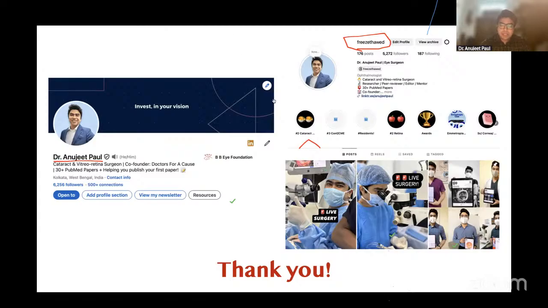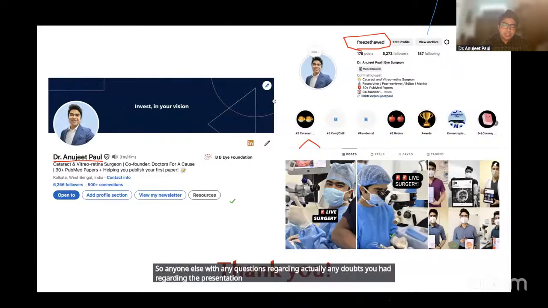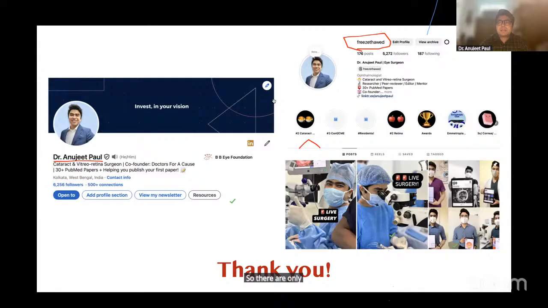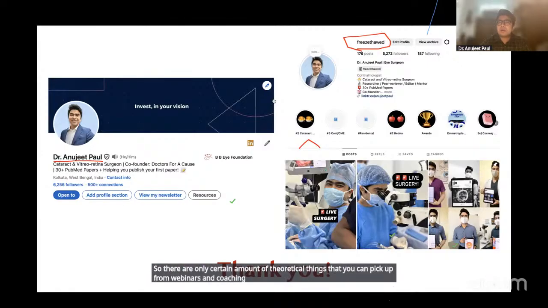So anyone else with any questions, actually any doubts you had regarding the presentation, etc.? The one thing that I would just like to add is that writing research papers is quite similar to mathematics. There are only a certain amount of theoretical things that you can pick up from webinars and coaching sessions and long sessions. Just like mathematics, there are only a few formulas to learn, but it's the application of it that matters the most.